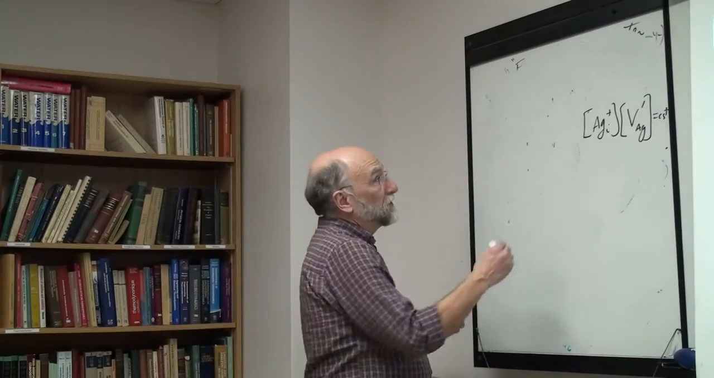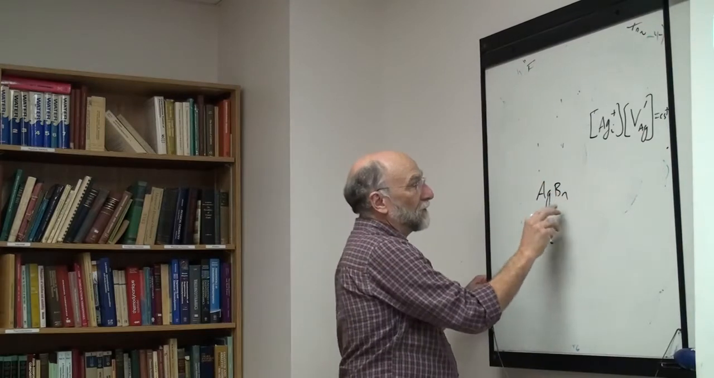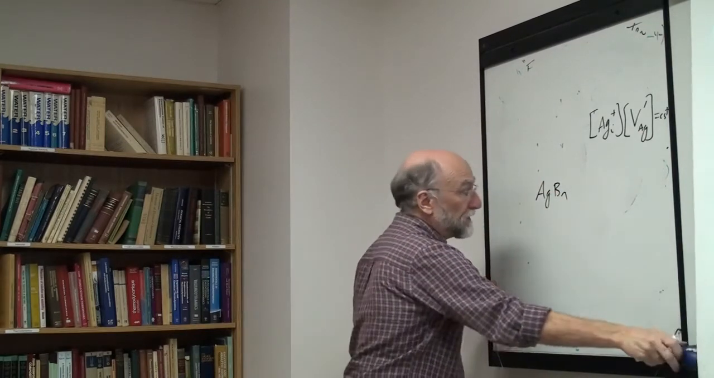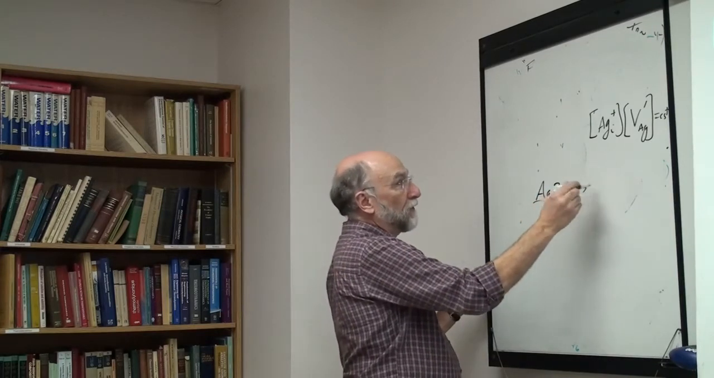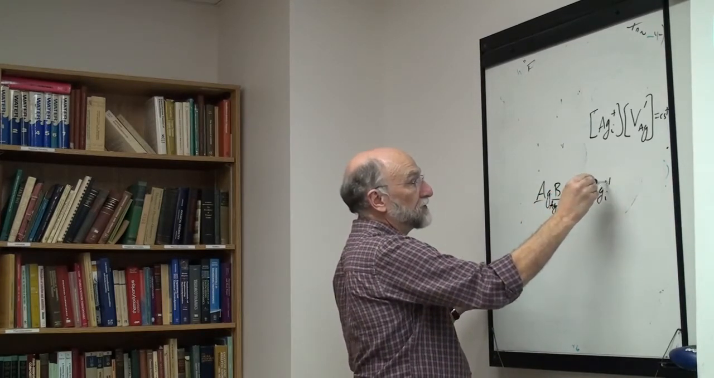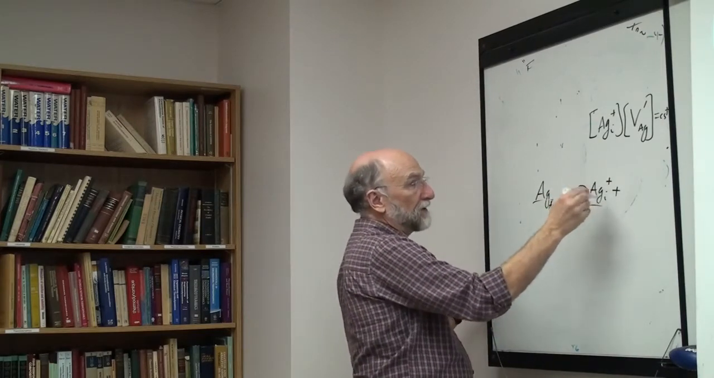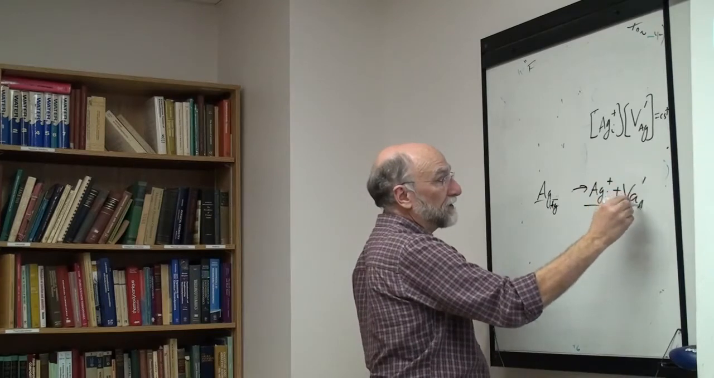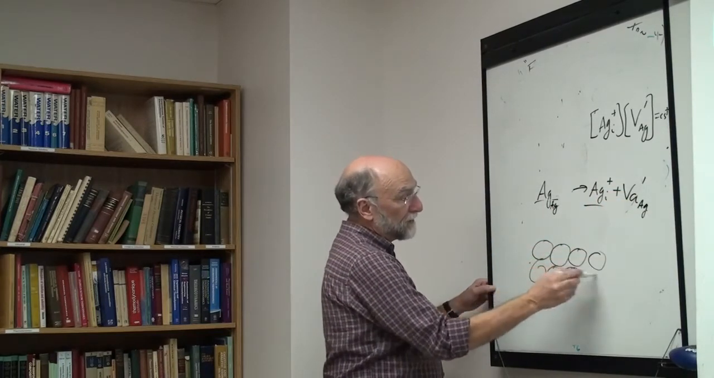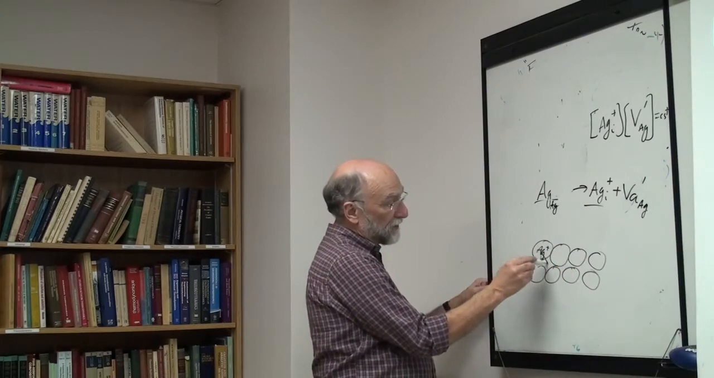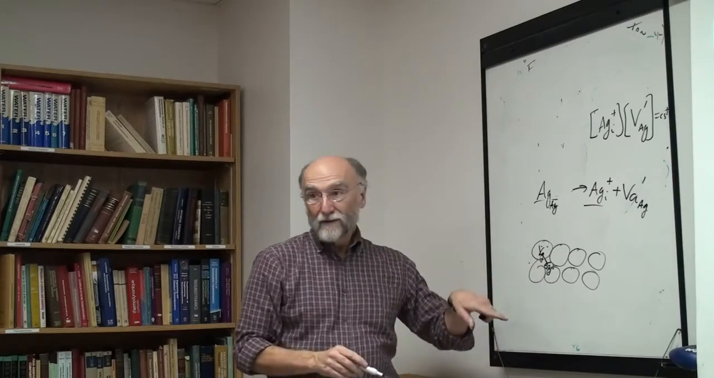You can look at this too as simply a formation reaction. Let's do it this way. You have silver bromide, with silver on the silver sites and bromine on the bromine sites. Silver on the silver site forms a silver interstitial plus a vacancy on the silver site. So this is basically in the lattice. You simply imagine that you have a silver here, where silver goes to form a silver interstitial, leaving a vacancy here.